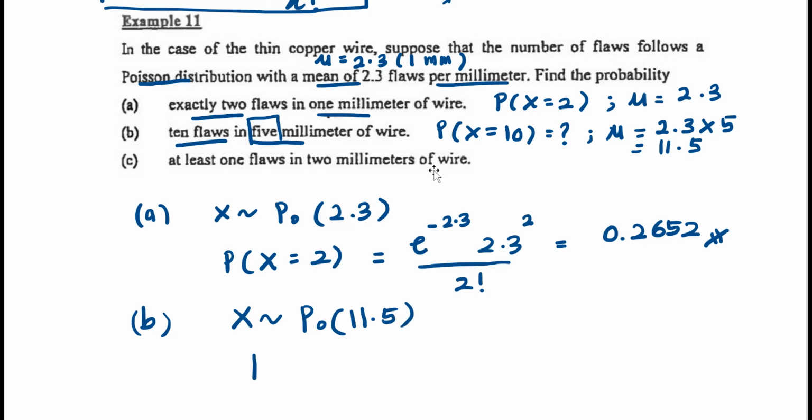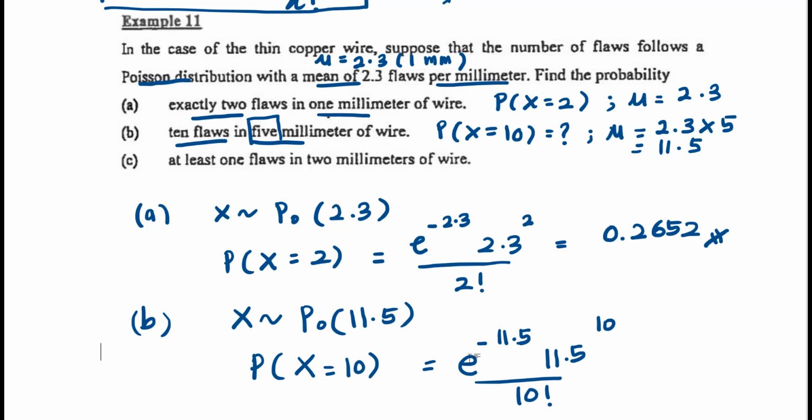Okay, so the question asks when the probability x equal to 10. We have the new mu 11.5. Then we have e to the power of negative mu, mu to the power of x, where x is 10, over 10 factorial. Then to solve, we get 11.30.